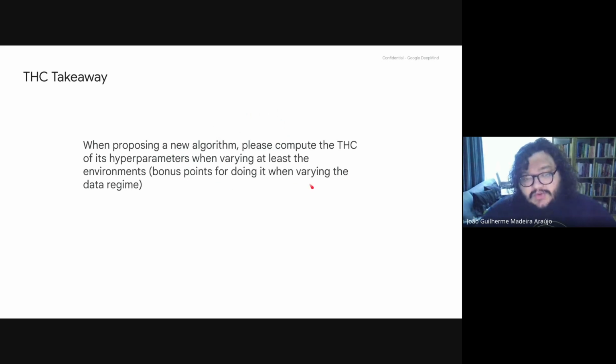And bonus points for doing it when varying the data regime. Also pretty important. Data regimes can also differ a lot depending on the environment. So computing these would also be very useful for, okay, you were doing this on MuJoCo where you could do 10 million interactions, but I am using a real robot for some reason and I can do 1,000 interactions. It's good to know which hyperparameters would be important for me to tune.